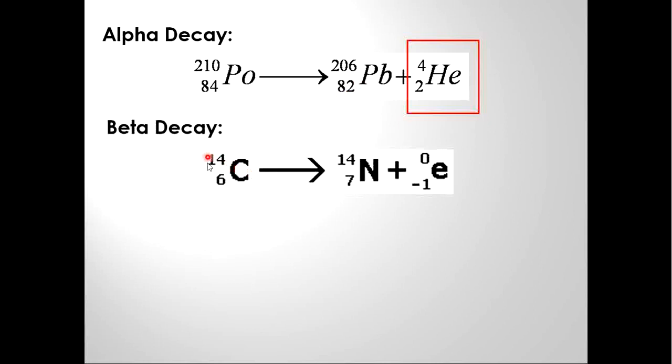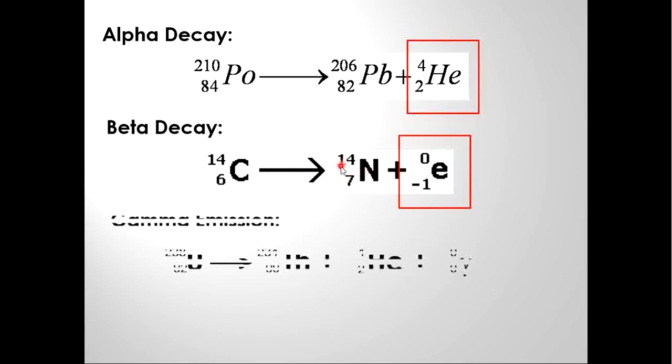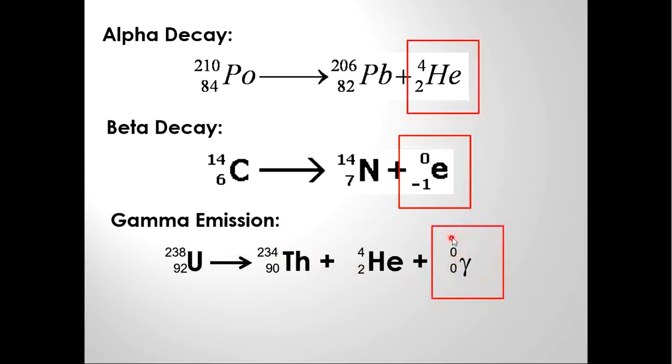Beta decay, here we have carbon, and it releases the beta particle. Here we have a new element, nitrogen-14. Last one, gamma emission, here we have uranium. It goes through a type of decay, and we have our new element, thorium-234. And notice that this is the gamma symbol here, so that's how we know it's gamma.